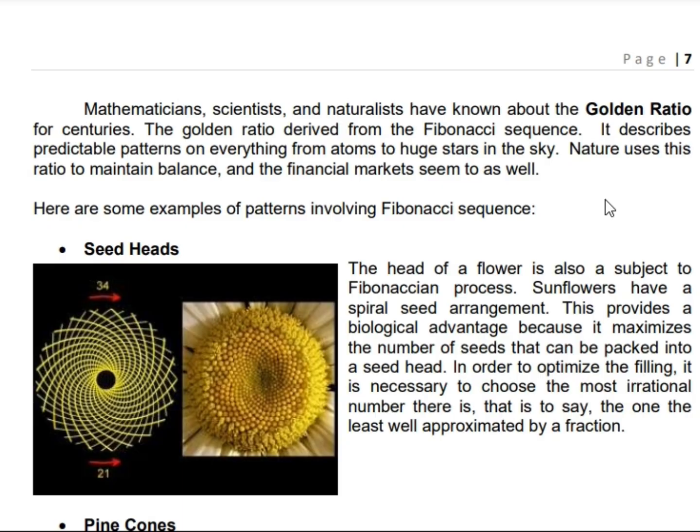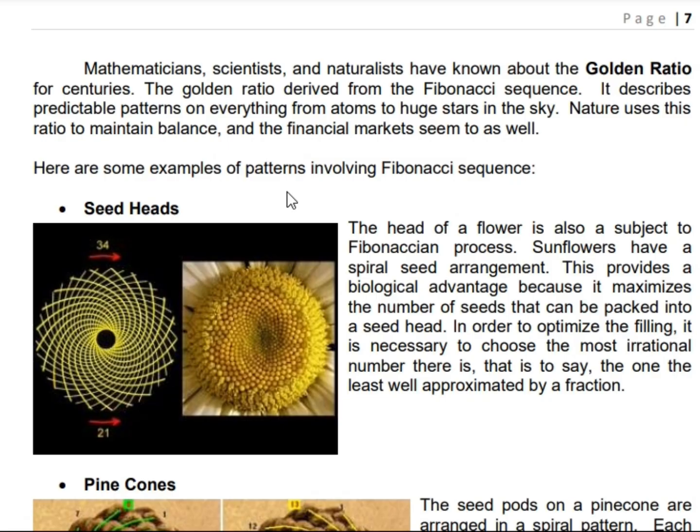Nature uses this ratio to obtain or maintain balance, even in financial markets like stock markets as well. So here are some examples of patterns involving the Fibonacci sequence. Number one, the distribution of seed heads in the sunflower. The head of the flower is also subject to the Fibonacci process. Sunflowers have a spiral seed arrangement.